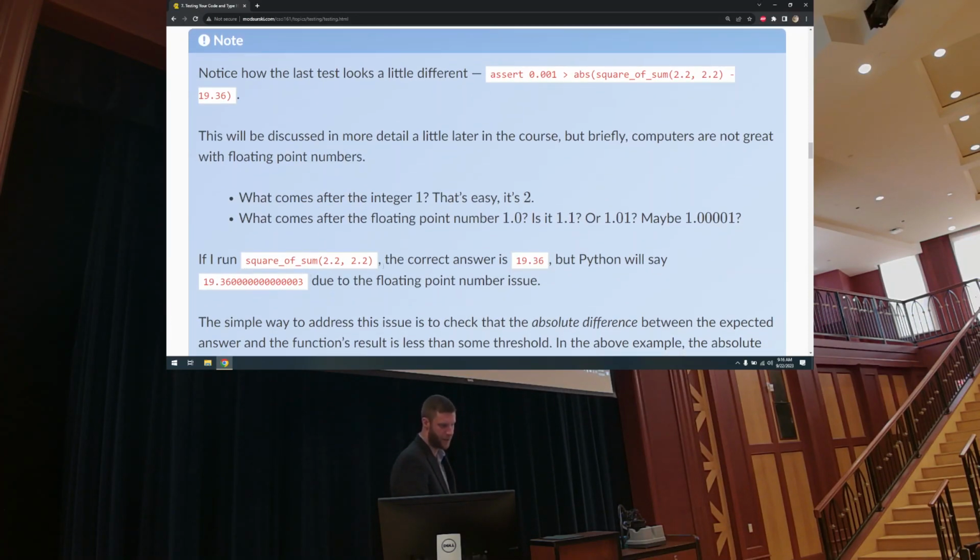And this goes to the floating point number thing, right? If I run square of sum 2.2, 2.2, the answer is 19.36, but Python's going to say, no, it's 19.360000000003. And you remember I explained why. Okay, I'll just say it again, just so everyone at least remembers. This isn't on the test, but I'll explain it. And maybe as I start explaining, it'll come back to you. I need everyone to work with me here. So shout out the answer when I ask the question. What comes after 1? What comes after 2?